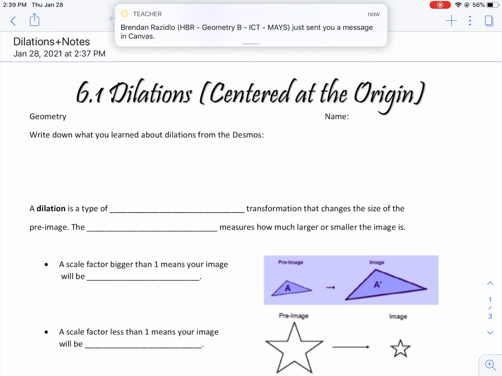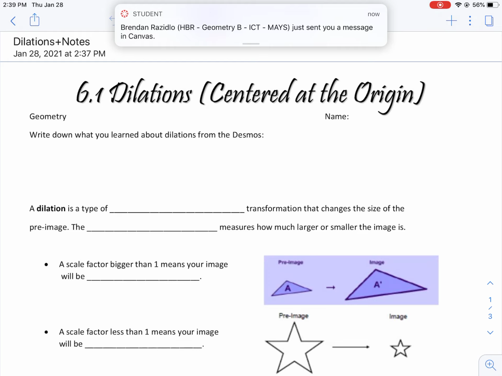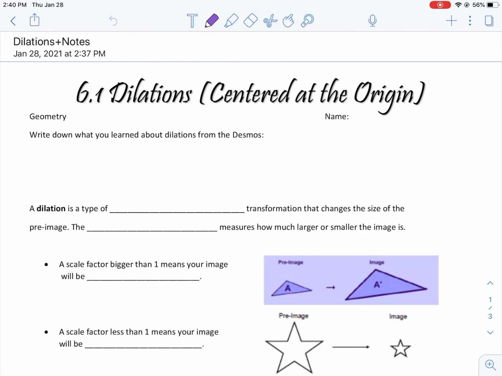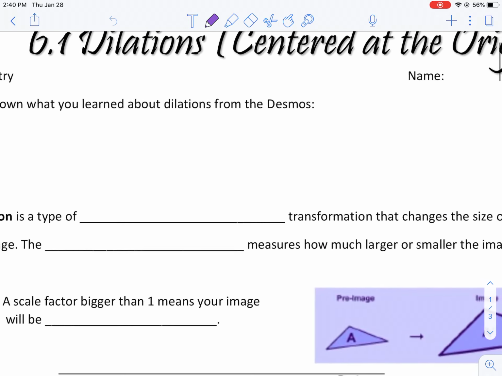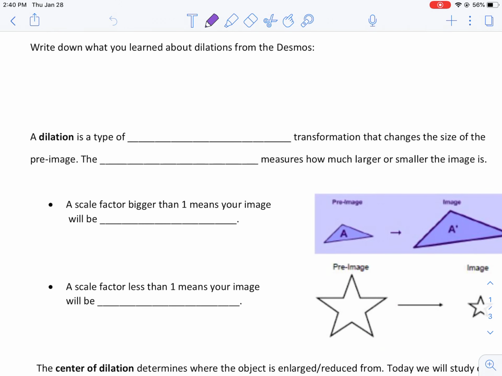Unit 6 is about similarity, and so what we're gonna be doing is talking about dilations today, okay? So you should have done a Desmos activity, all right, that taught you some stuff about dilations. So literally anything you learn about dilations, you can write there. I'm not gonna write that down, that's for you. What I am gonna do is we're gonna kind of go through some stuff about dilations.